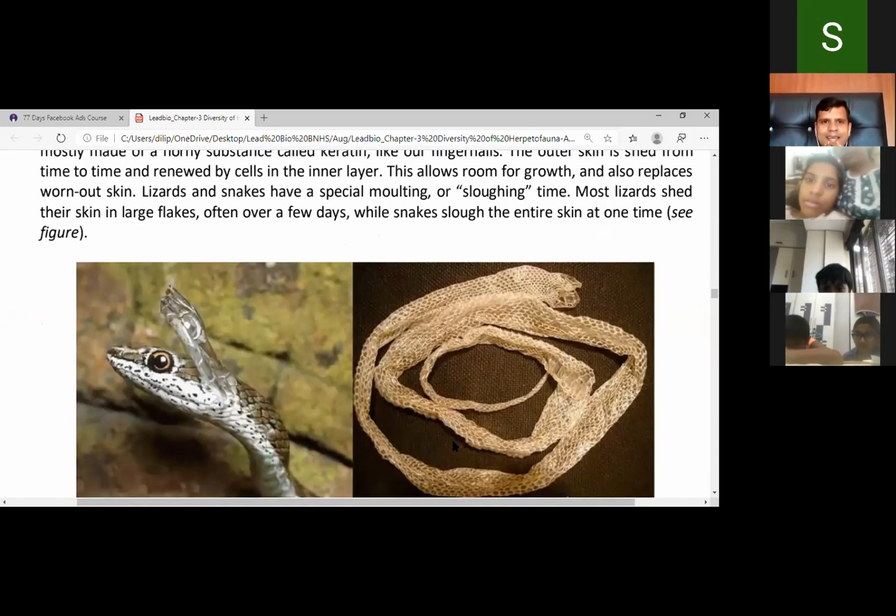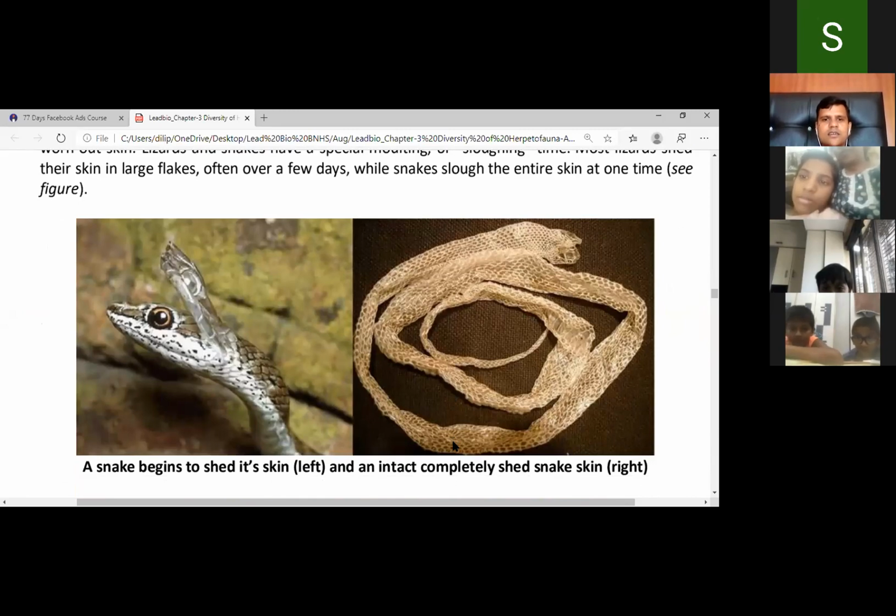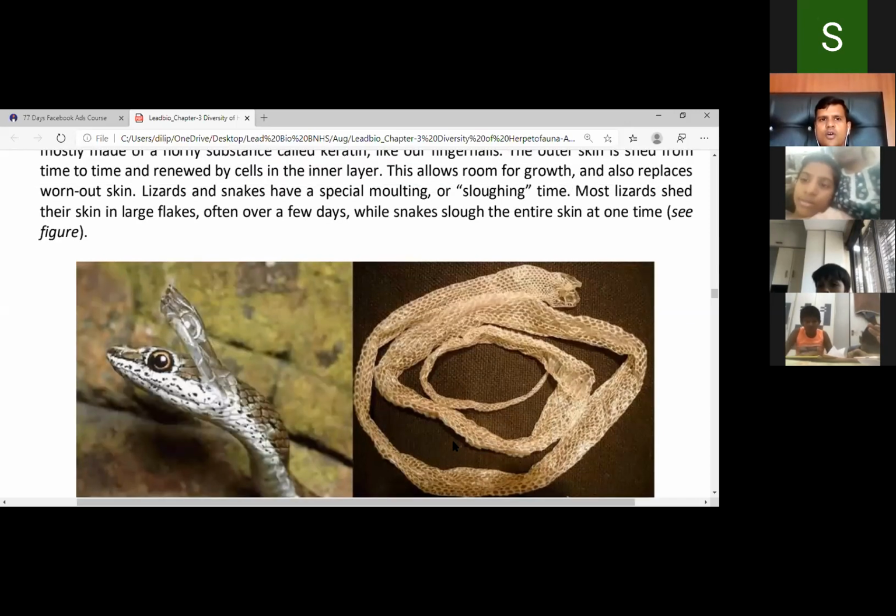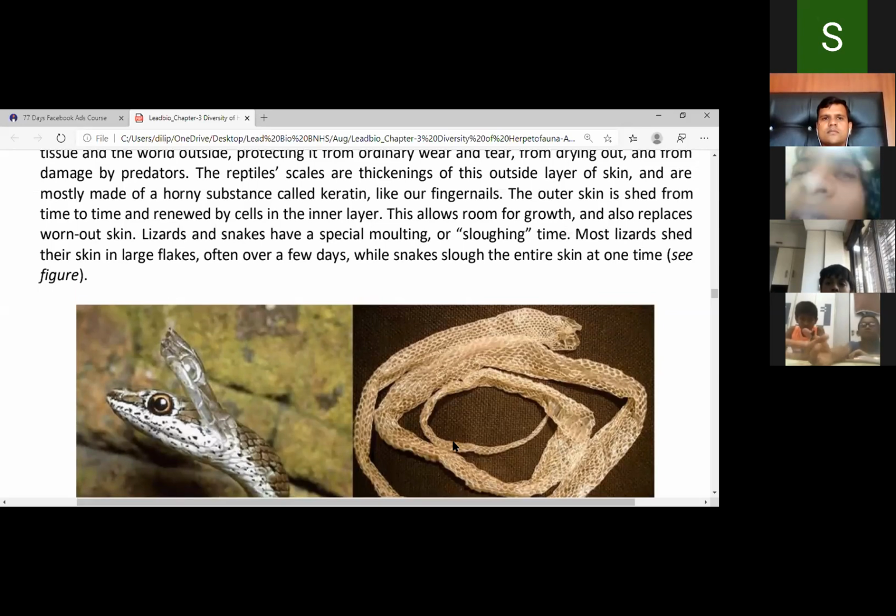So this is a snake. We spoke about it. It sheds its skin. When do snakes shed their skin? When their skin is very rough and old. And why do they do it? Why do they shed the skin? Because they get to grow new skin.